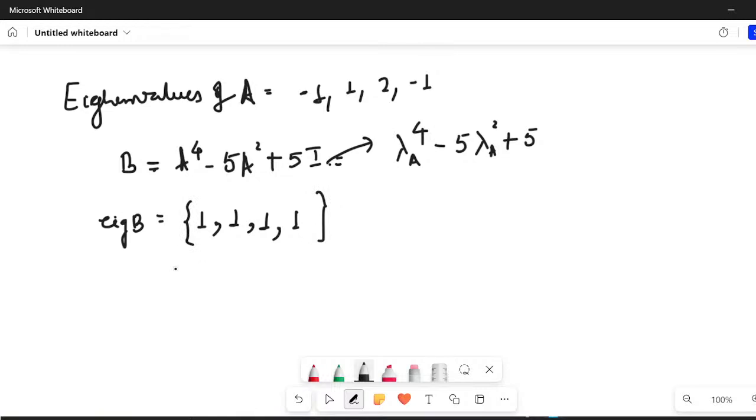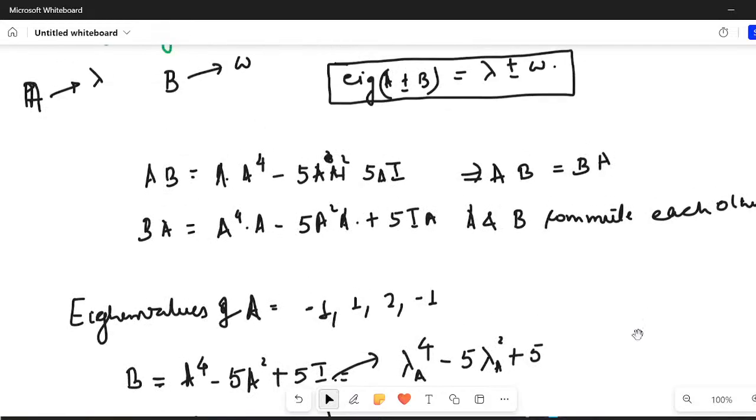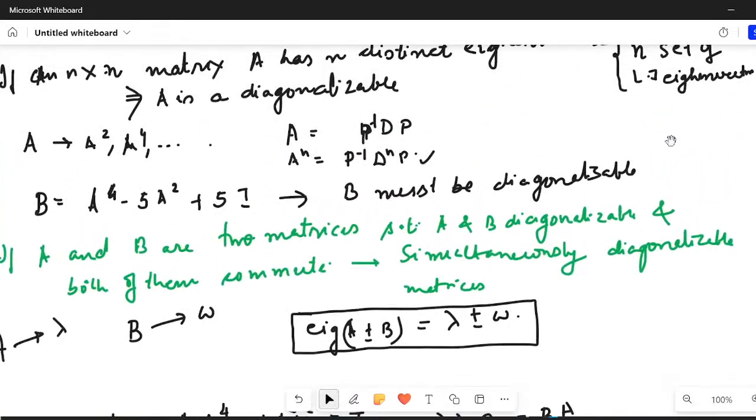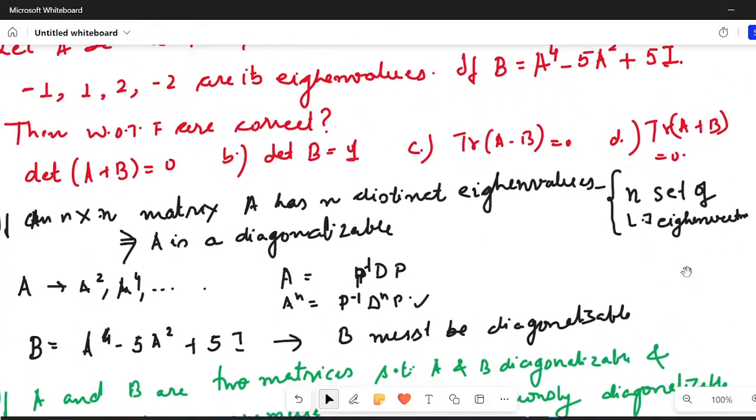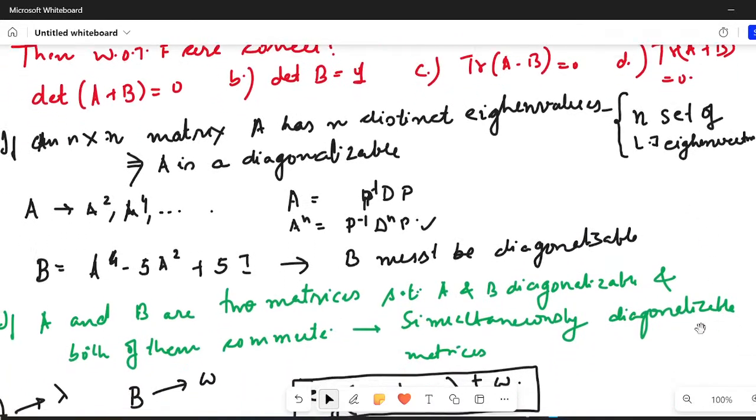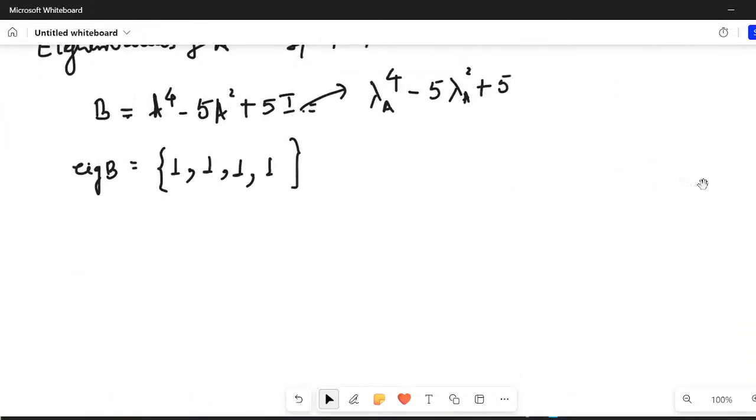Now, the question that has been asked to you is, what can you say about the determinant of A plus B, determinant of B, trace of A minus B, and trace of A plus B? So let us do it.